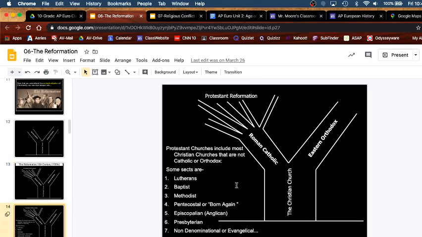When I say Protestants, there's no church that's called Protestant church. Protestants are any Christian church that's not Catholic or Orthodox. Some examples are Lutherans, Baptists, Methodists, Pentecostal, born again, Episcopalian or Anglican, Presbyterian, or even what we might sometimes call evangelical or non-denominational Christian sects. Those are just a few of the words. Seventh-day Adventists, Jehovah's Witnesses. I mean, you could throw a whole bunch of names into this Protestant Reformation list. It's not meant to be all-inclusive.